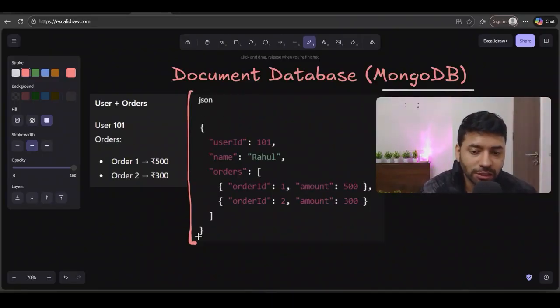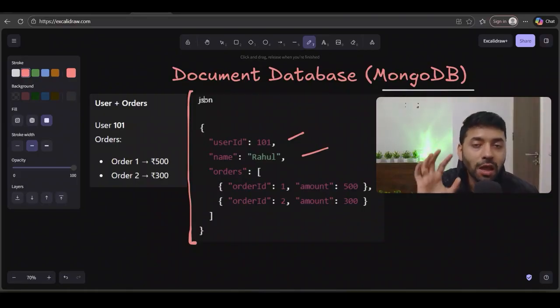You can clearly see this is the JSON and this is the complete document. Inside that you will have the user ID 101, name as Rahul, and then you have this orders. Inside this you have all the information: order ID 1, amount 500, order ID 2, amount 300. So this is an example of embedded modeling style of document database where everything is present in the single document.